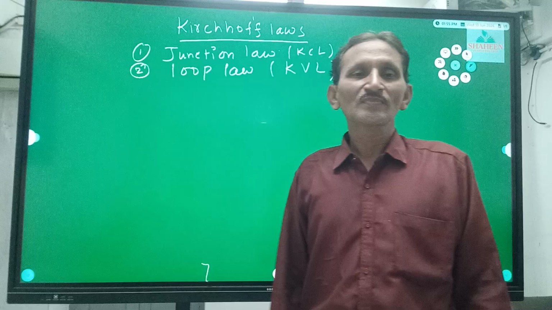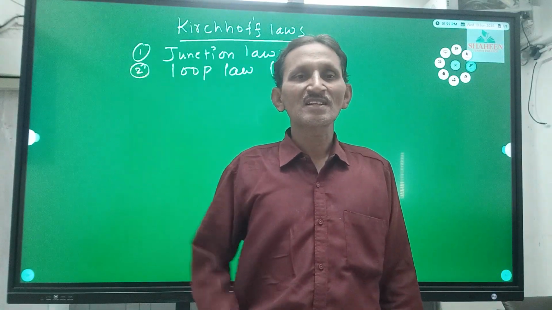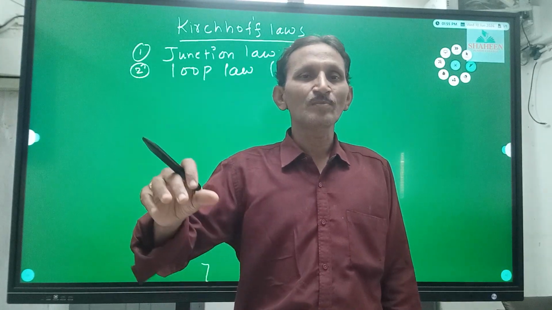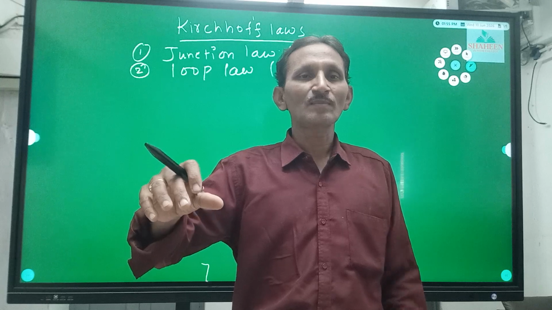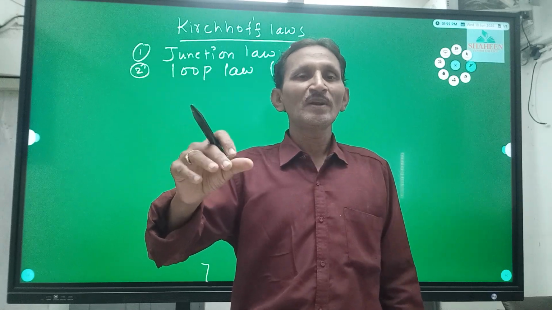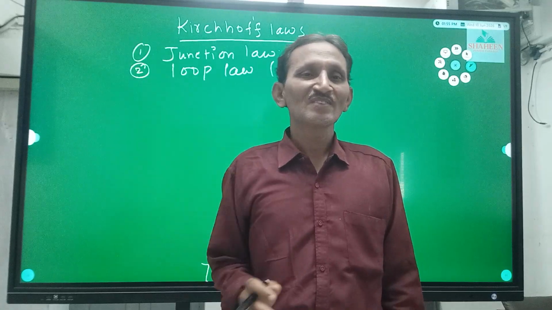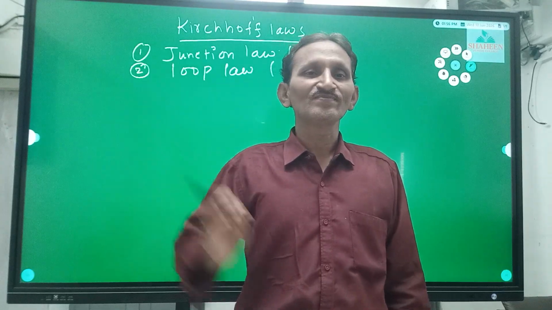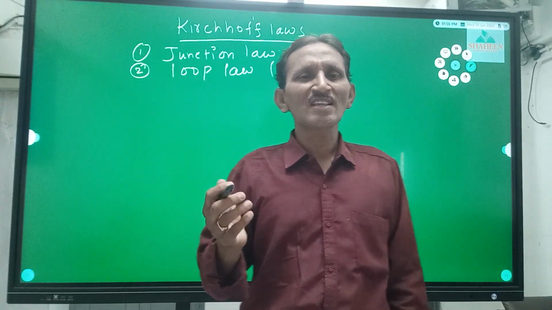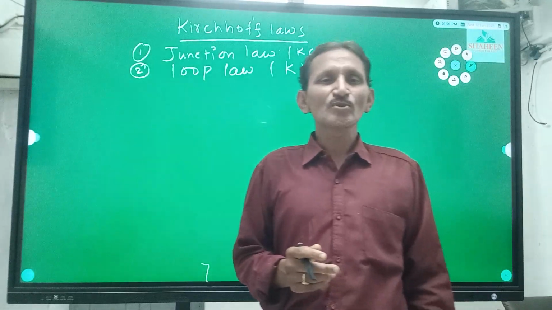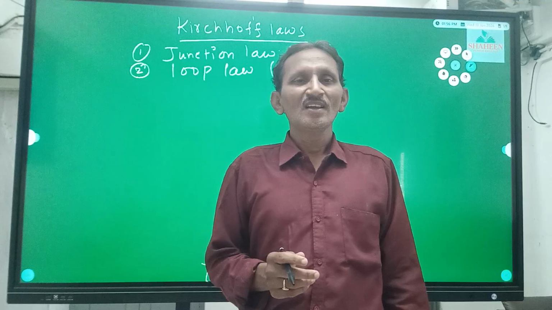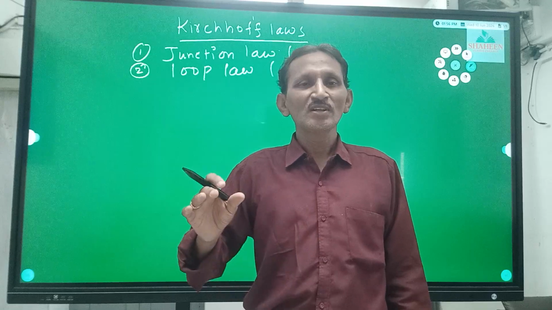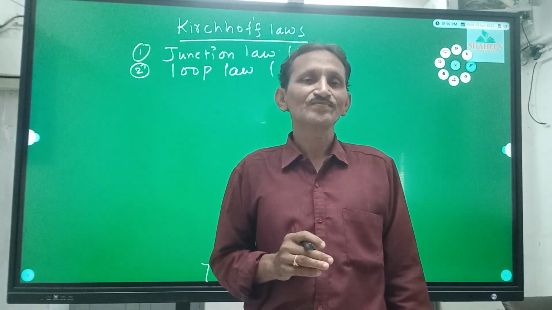Take an example, our Kazipet railway station junction in Warangal, Telangana state. In that railway station junction point, some trains are approaching. They stay for 1 or 2 minutes and then leave. So the number of trains coming to the junction has to leave the junction. How many platforms are there? 2 or 3 platforms. So the trains entering the junction should leave the junction, just as the sum of the currents meeting at the junction should leave the junction.